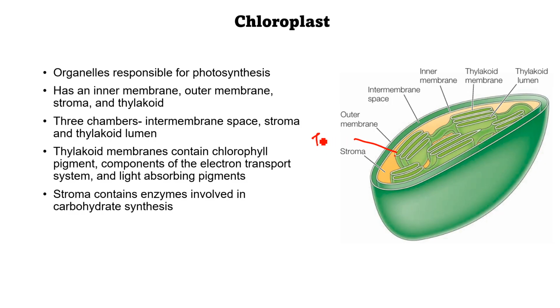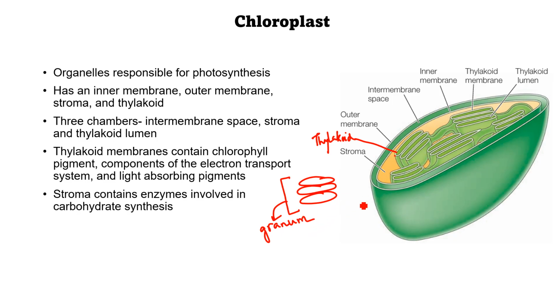These are called the thylakoids. These sac-like structures get arranged one on top of the other, and they form a stack of thylakoids. A stack of thylakoids is called what? It is called a granum. Singular is granum and plural is grana.